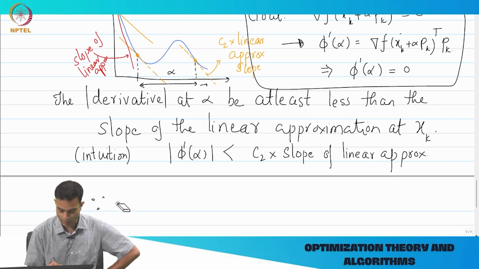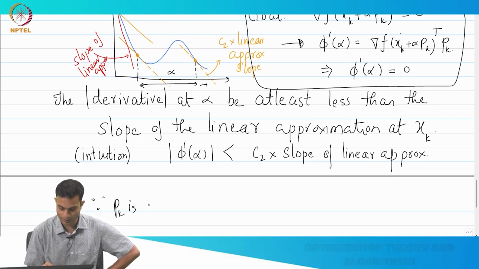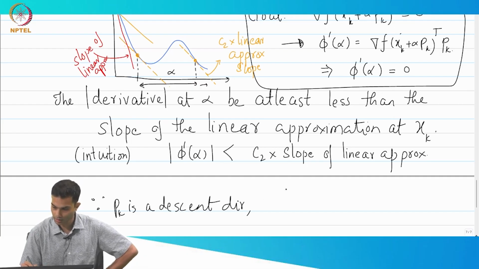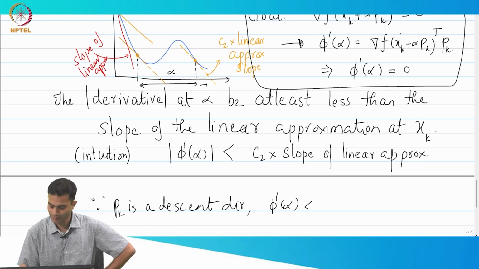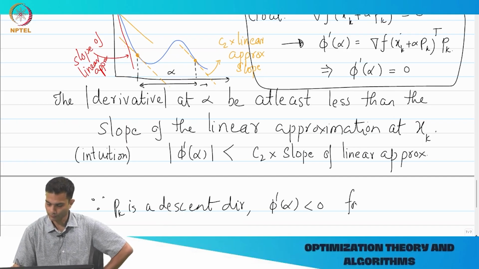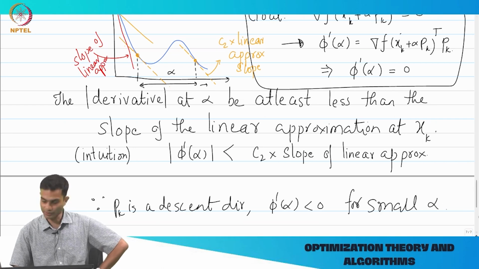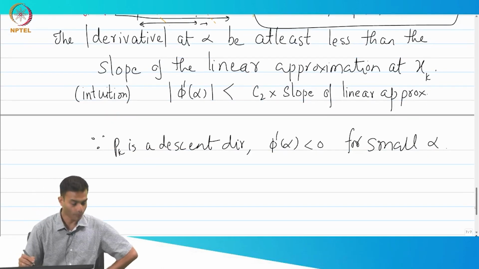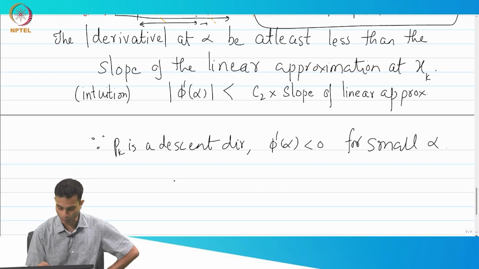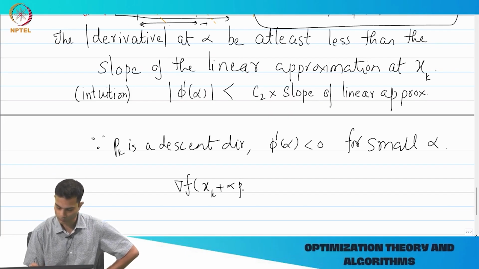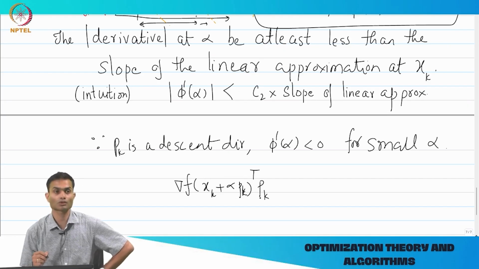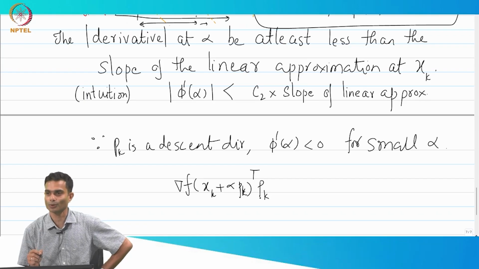Since pk is a descent direction, phi prime alpha is less than 0 for small alpha. I know this, right. So if I want to put a condition on the slope, this is the first thing that I have. This is the slope, but it is less than 0 for small values of alpha.